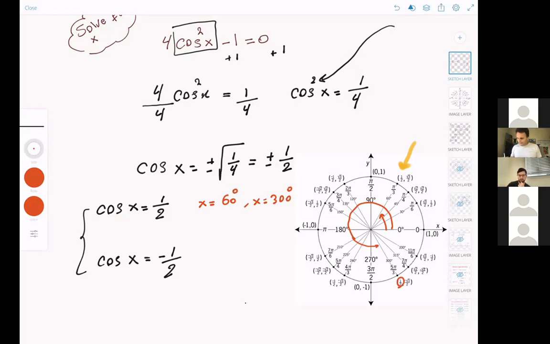For negative 1/2, you see negative 1/2 for x here, which is 120. X will be 120 degrees. Also, we have negative 1/2 here, which is 240. So we got 4 solutions for this equation.